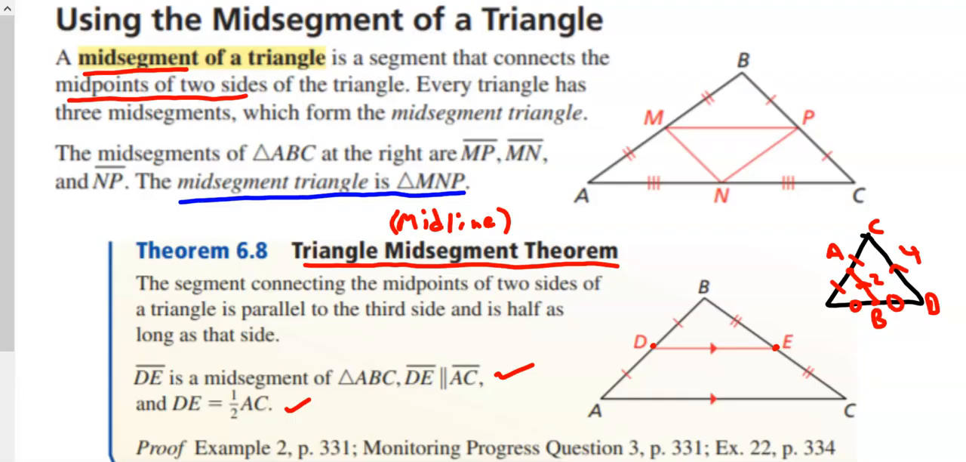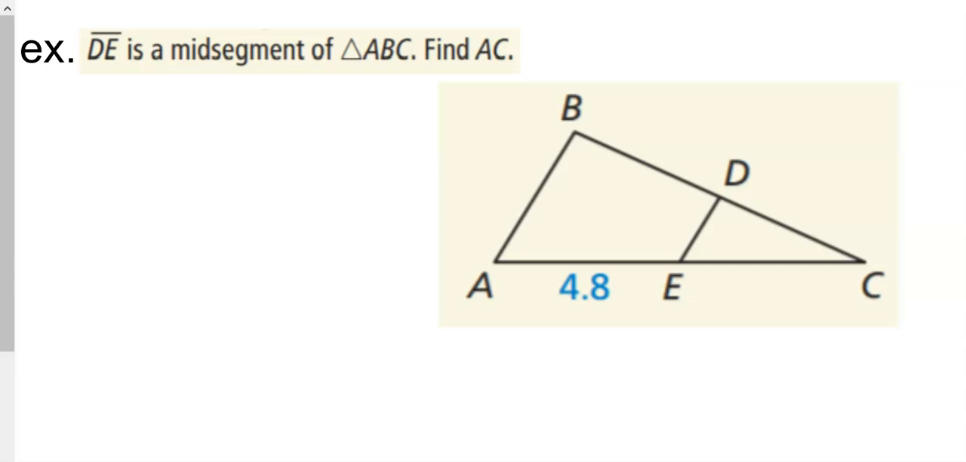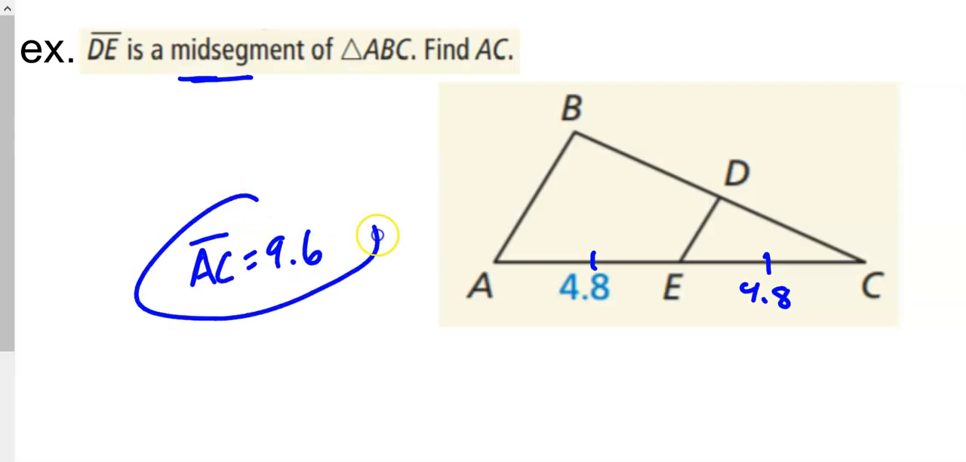So let's do a few examples with this mid-segment theorem. Here we have DE is a mid-segment of triangle ABC. We want to find the length of AC. Since it tells us it is a mid-segment, we know that E has to be the midpoint of AC, so this would be 4.8. Double that, and we get AC equal to 9.6. Okay.